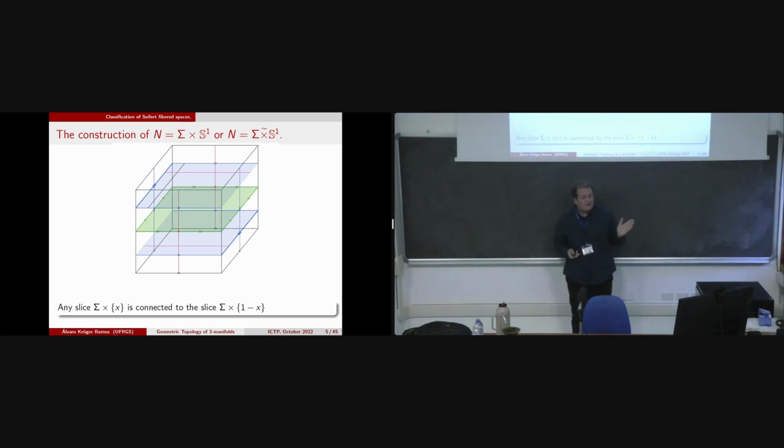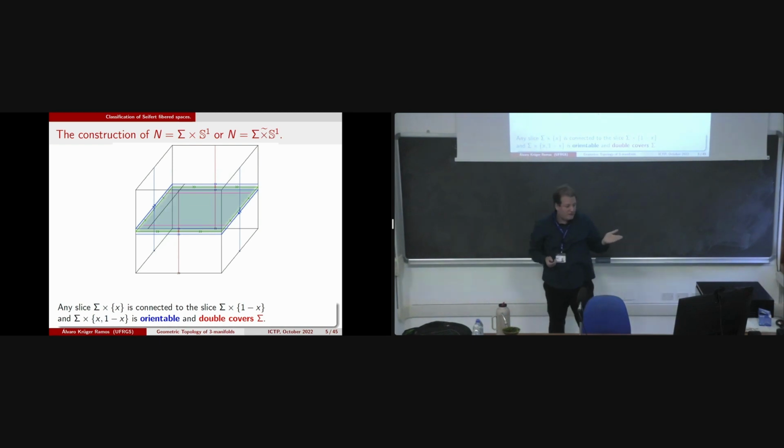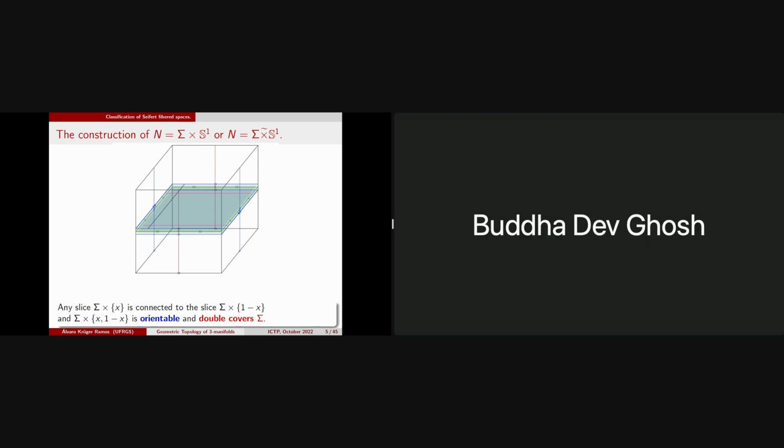These slices are identified, sigma times x identified with sigma. Identified, no, they are connected. They are not identified, just the boundaries are identified. So this slice here is identified with this slice here. And when you move x, you see that it's just orientable and a double cover of your middle surface. So this is your line bundle. So now we understand I have this question, orientable line bundle.